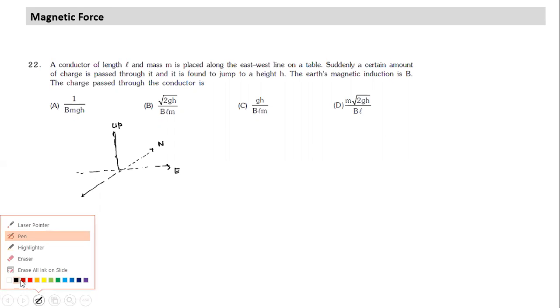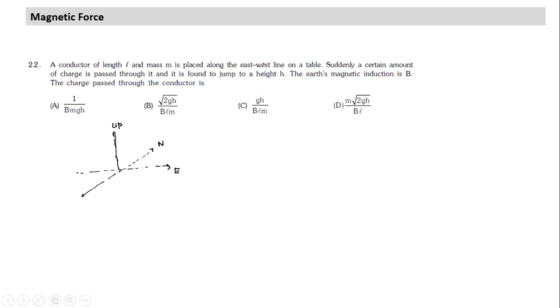So how is the current element placed here? Can you place the current element? It is placed along the east-west line. Sorry, not current element. A conductor of length L is placed here.